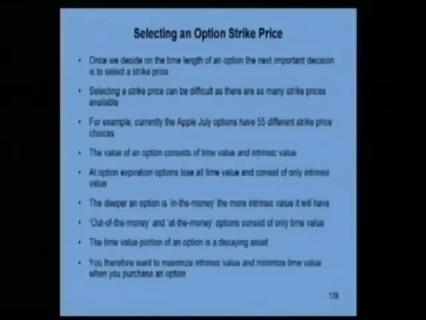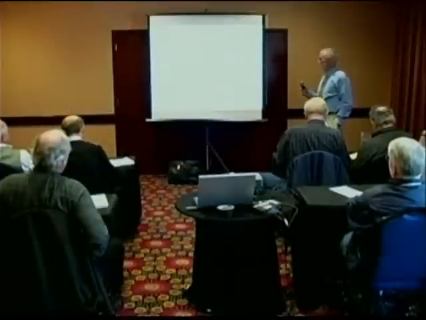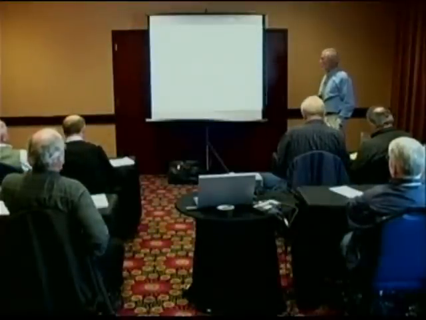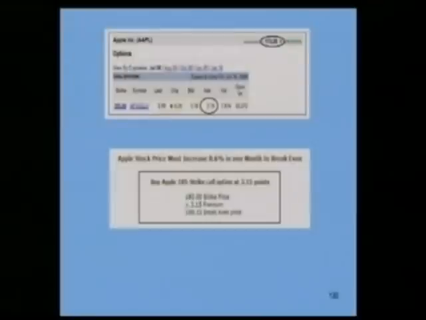Options consist of time value and intrinsic value. And as we said, when the option expires, it loses all time value, and it only consists of intrinsic value. So when you buy an option, you want to maximize your intrinsic value and minimize the time value. The deeper an option is in the money, the more intrinsic value it will have. Out of the money and at the money calls have no intrinsic value, only time value. So the time value of the option is a decaying asset, therefore you want to maximize your intrinsic value and minimize your time value.